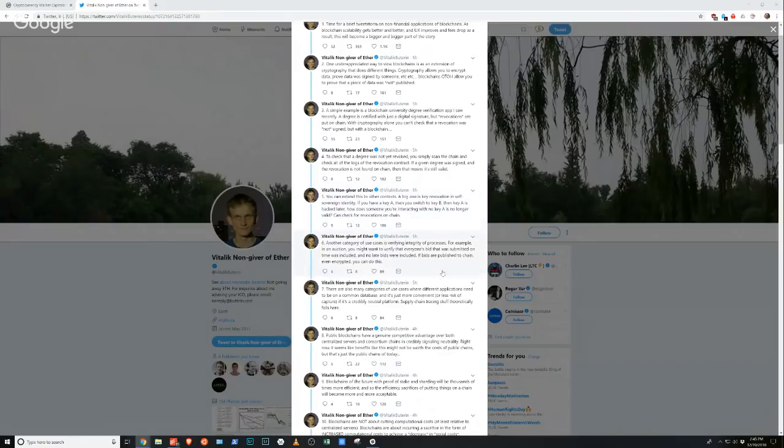Another category of use cases is verifying integrity of processes. For example, in an auction, you might want to verify that everyone's bid that was submitted on time was included and no late bids were included. If bids are published to chain, even encrypted, you can do this. Of course, there's plenty of shill bidding that you could do and stuff. You have to trust the auction giver in the first place. So there's already a centralized entity. If you're already trusting them, then all of this additional verification doesn't really matter.